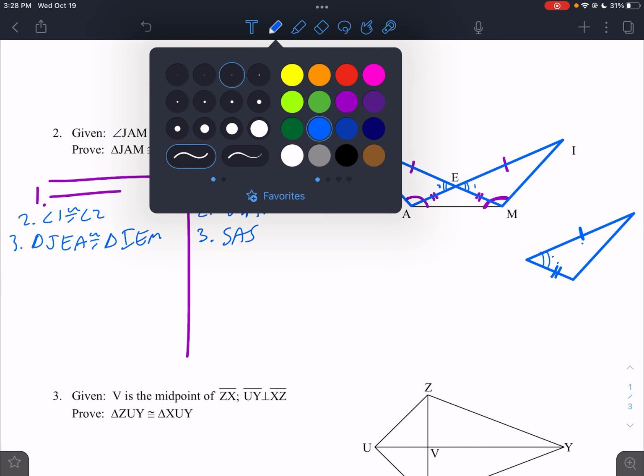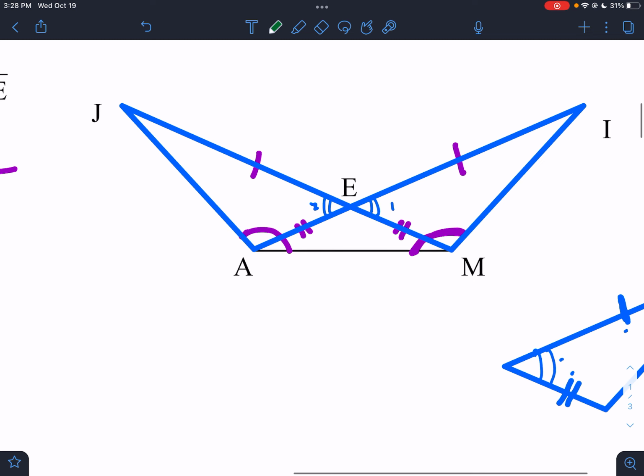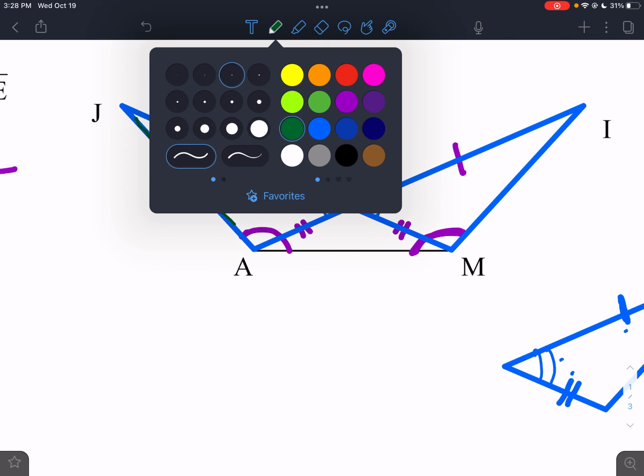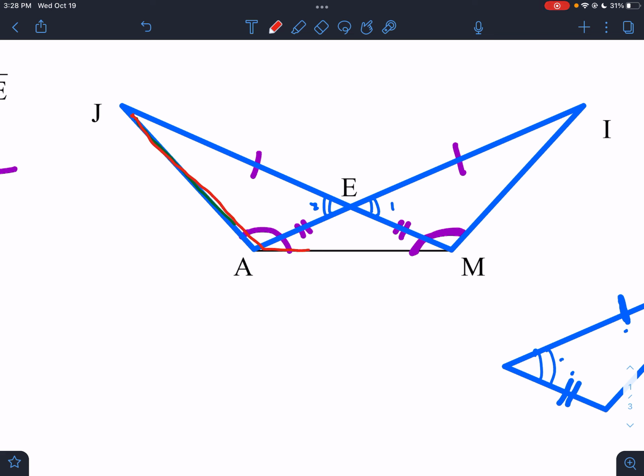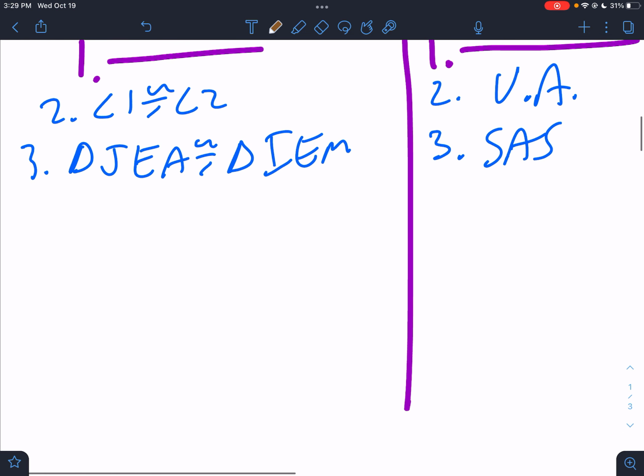So let's take a look at what we have to do next. They're asking us to prove triangle JAM goes with triangle IMA. I know it can be kind of hard to tell what to do. So we're looking for two things. Guys, it's like a to-do list. If you're sitting here stuck, you're asking yourself, do these triangles overlap with each other? Do these triangles overlap with the triangles that we just built? Those are the questions we're asking ourselves.